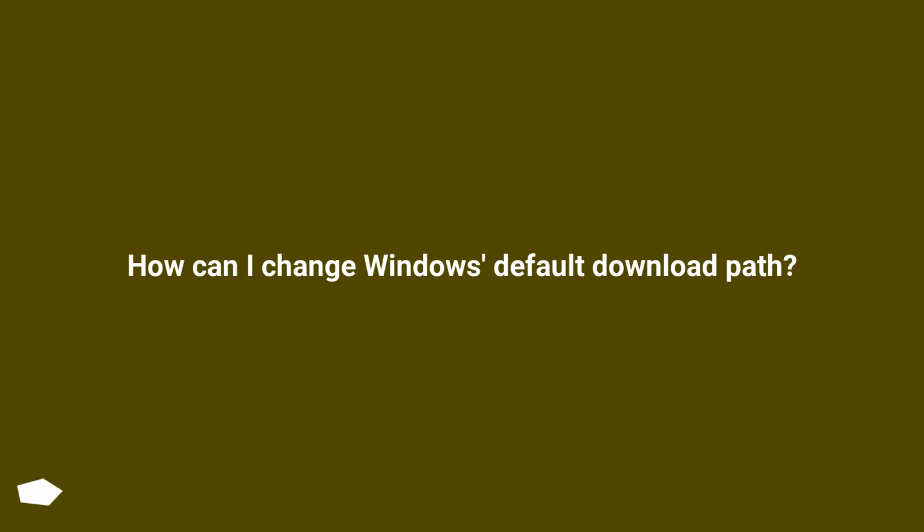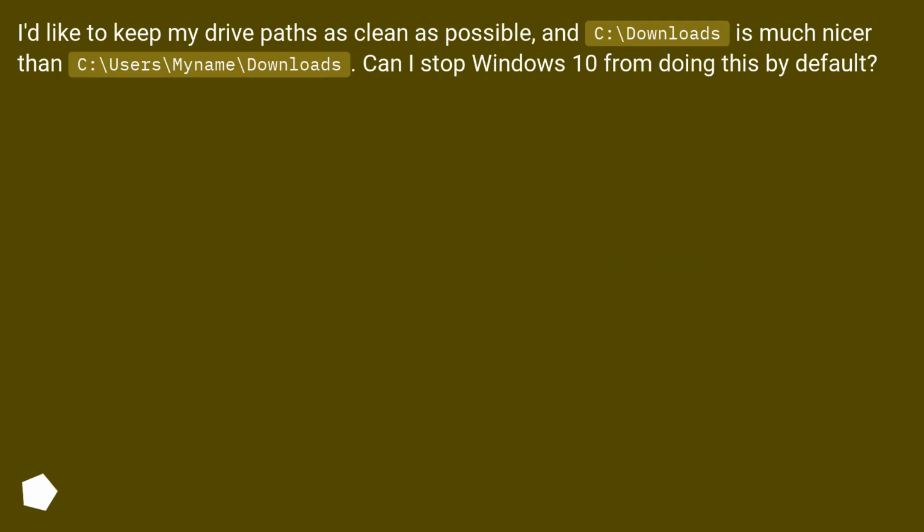How can I change the Windows default download path? I'd like to keep my drive paths as clean as possible, and C:\downloads is much nicer than C:\users\myname\downloads. Can I stop Windows 10 from doing this by default?